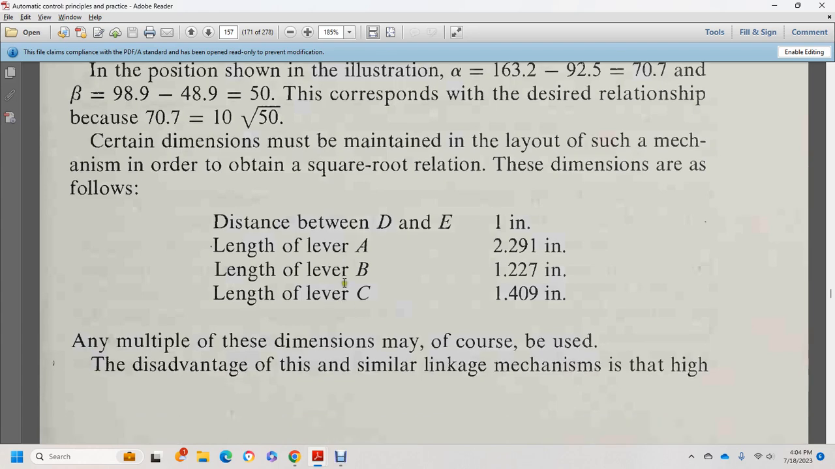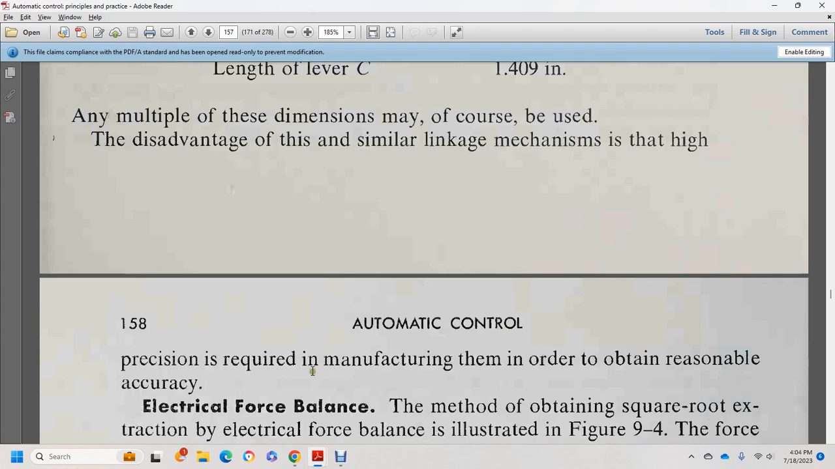The disadvantage of this similar linkage mechanism is that it requires high precision with regard to manufacturing in order to obtain reasonable accuracy.